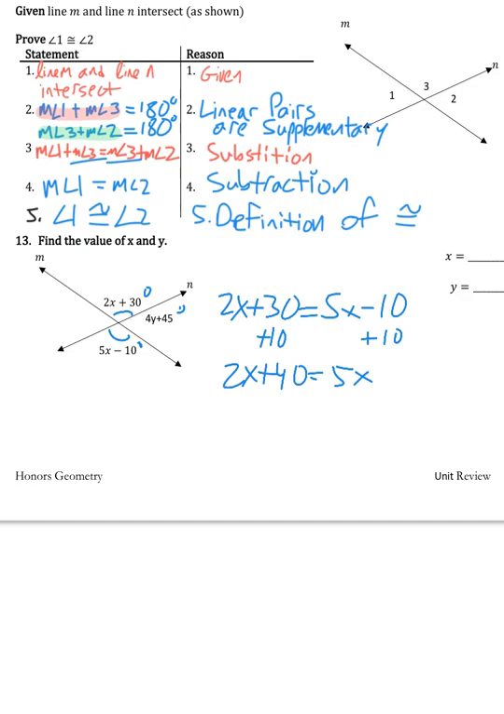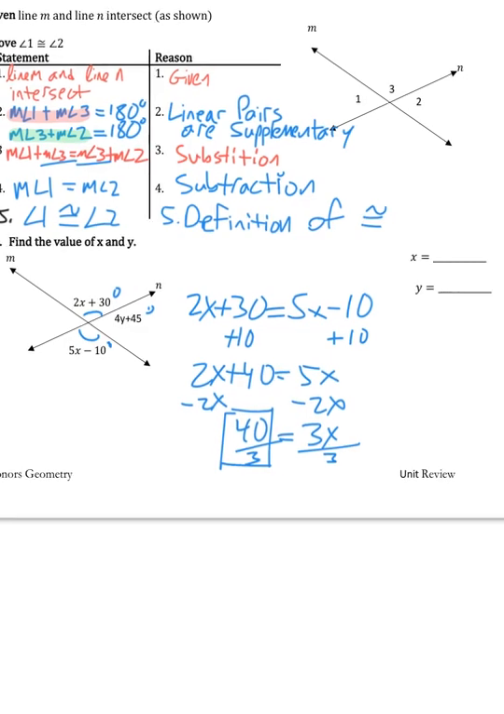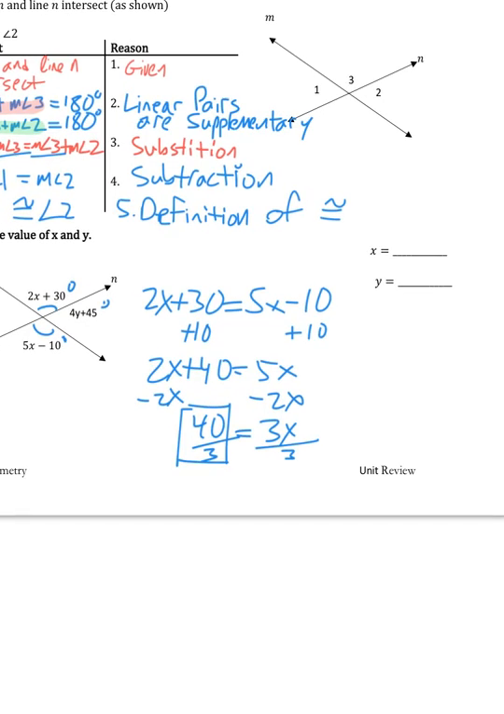Let's subtract 2x. Looks like we're going to get a fraction here. And if we divide by 3, oh no, can we divide by 3? 40 divided by 3 is 40 thirds. It is what it is. So there you go. There's x is 40 thirds. All right. Who wrote this problem? That's okay. Fractions are fine. Fractions are your friend. 40 thirds.